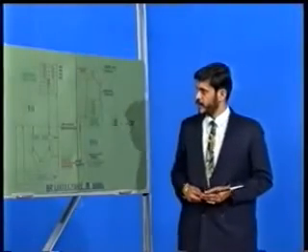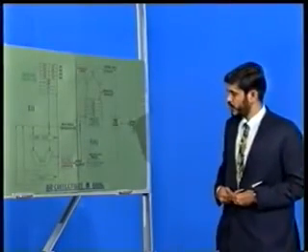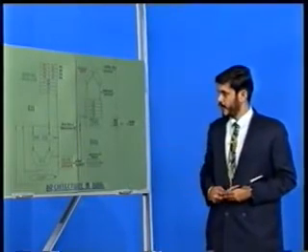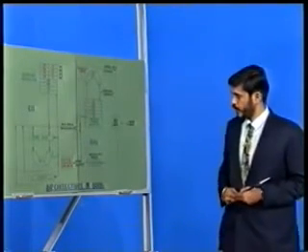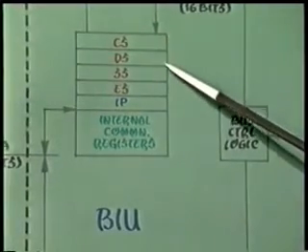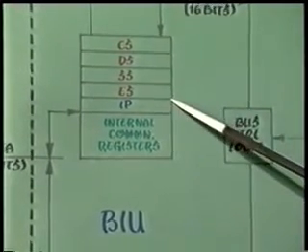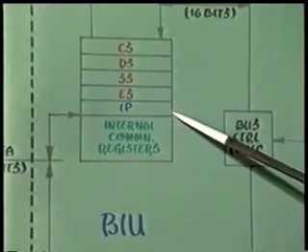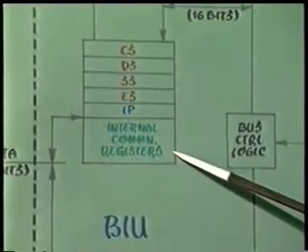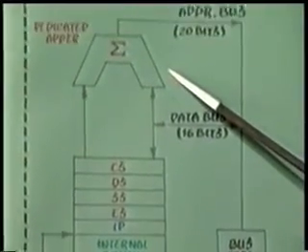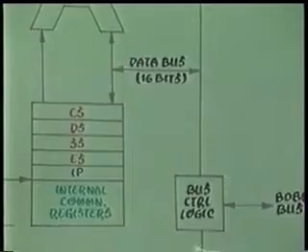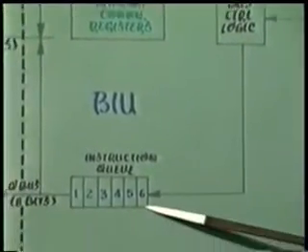Having seen the details of the execution unit, let us now proceed to the other part of the architecture, that is, the bus interface unit. The main constituents of the BIU are the 4 segment registers CS, DS, SS, and ES, the instruction pointer register IP, the internal communication registers, a dedicated adder, bus control logic, and a 6-byte instruction queue.